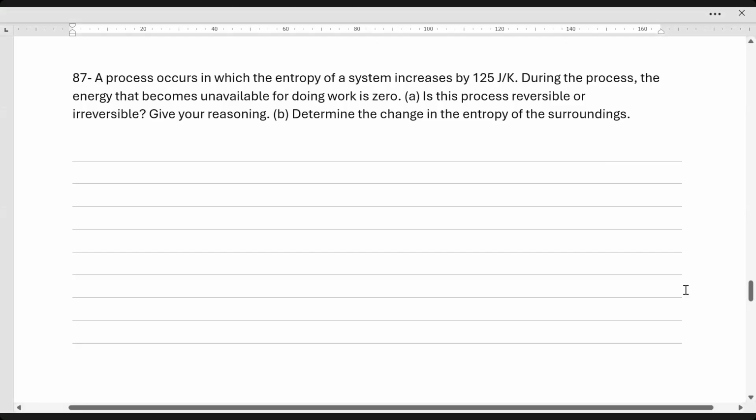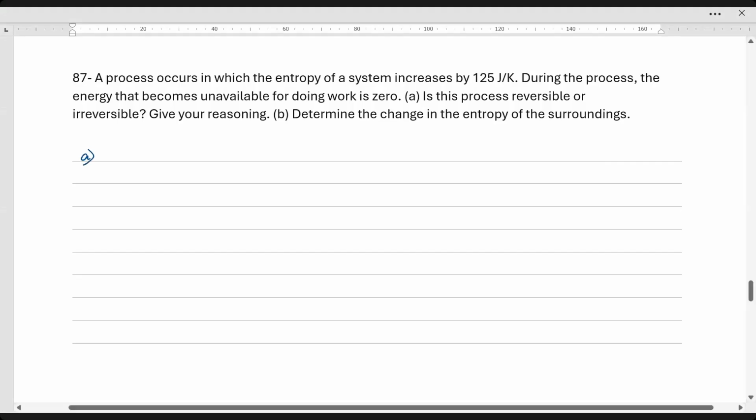In this question, we're given that a process occurs in which the entropy of a system increases by 125 joules per Kelvin. During the process, the energy that becomes unavailable for doing work is zero. Is this process reversible or irreversible?